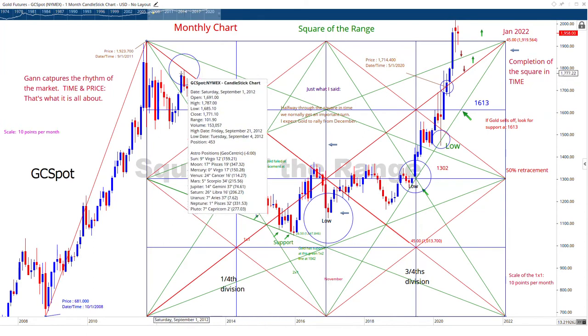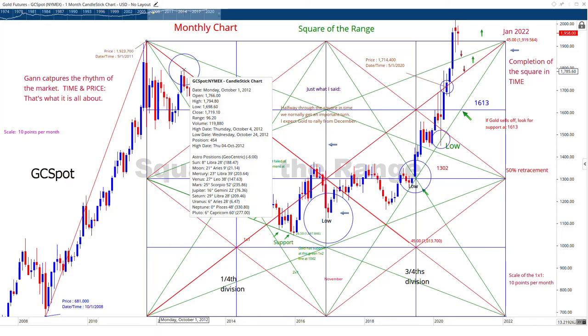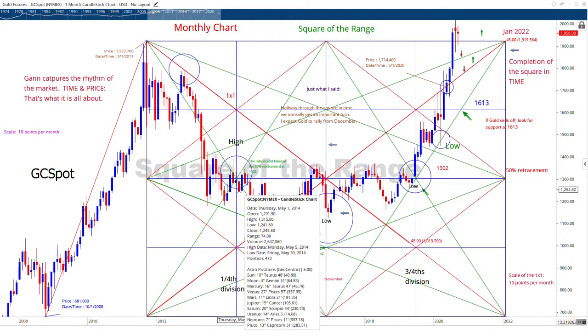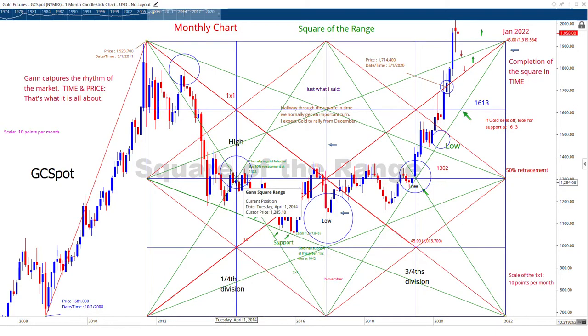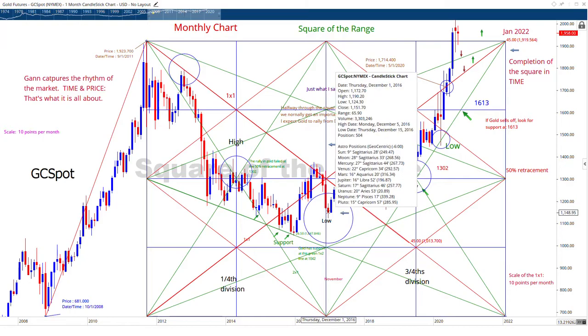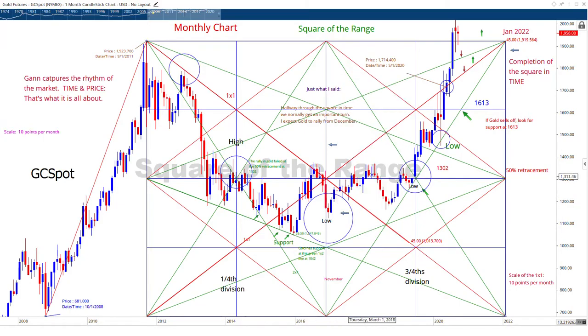Where I have circles, you can see it's hitting this 1 by 1 line precisely. It's hitting here a quarter of the way through the square in time, halfway down in price. So in other words, this is an important focal point, if you will. Everywhere I have the circles, you can see a change in trend. And halfway through the square in time, you can see it suddenly starts to move up.